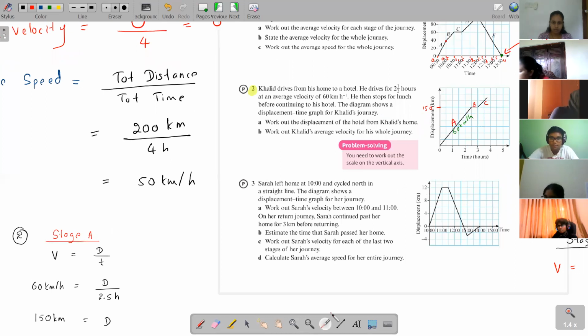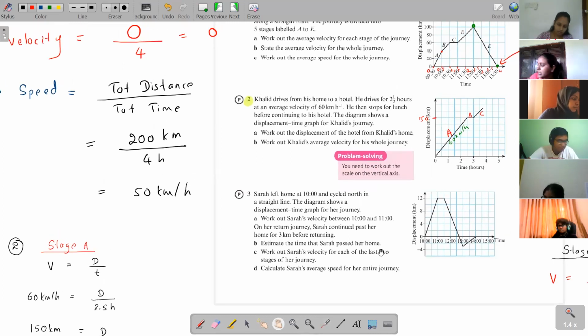Okay, wait. He drives for 2.5 hours at an average speed of 60. He stops for lunch, that is B. The diagram shows the displacement time graph. Work out the displacement. They are saying here you need to work out the scale on the vertical axis. That is the clue they have given. They're asking us to get the scale on the y-axis and do it. So use that hint, children. That's the way to do it.